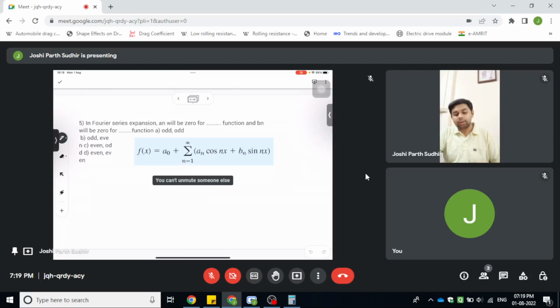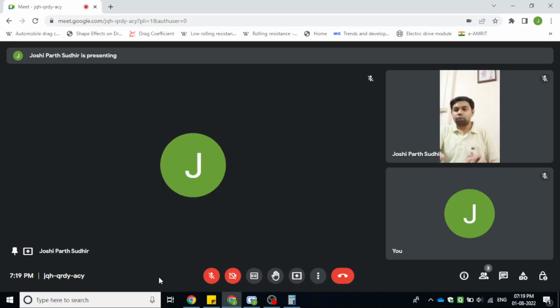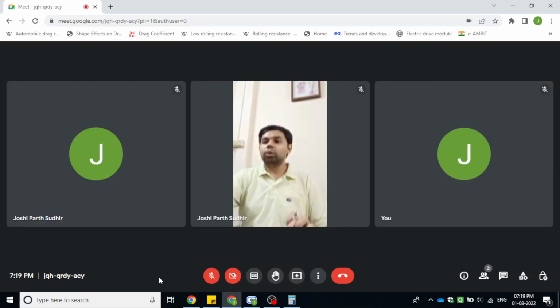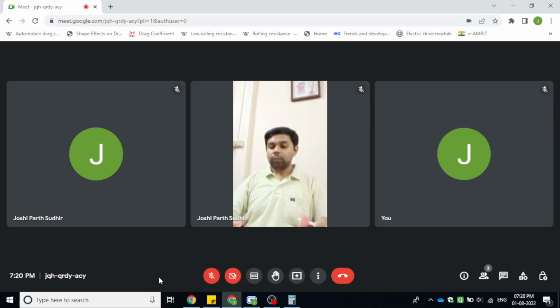Now the most important requirement for the function f of x is that the function f of x should be periodic to be able to express it as a Fourier series. So that is one of the important requirements for being able to express the function f of x as a Fourier series.